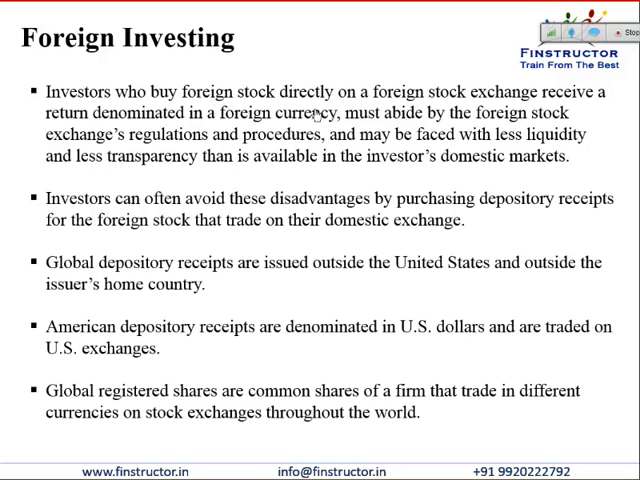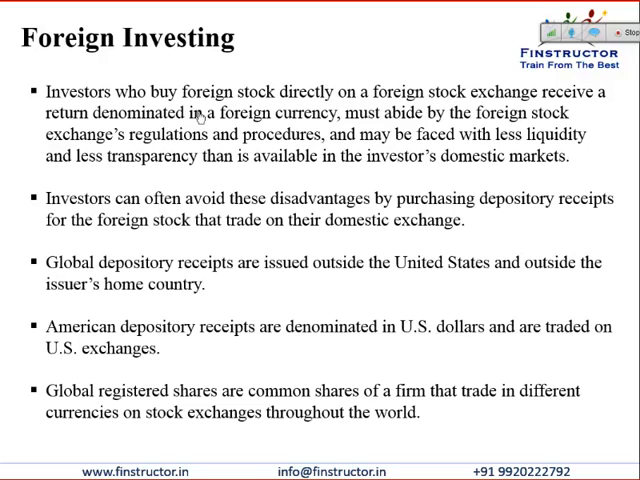Investors who buy foreign stock directly on a foreign stock exchange receive a return denominated in the foreign currency. They must abide by the foreign stock exchange's regulations and procedures, and may at times be faced with less liquidity and less transparency than is available in their home markets or domestic markets.